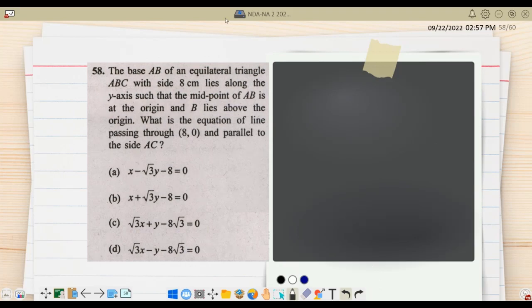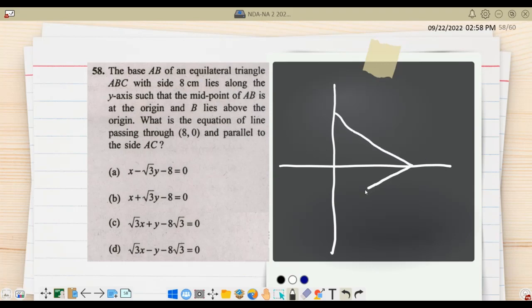58. The base AB of an equilateral triangle ABC with side 8 cm lies along the y-axis. And the midpoint of AB is at the origin. The triangle is going to be like this. B lies above the origin. So this is going to be B, this is going to be A, and this is going to be C.